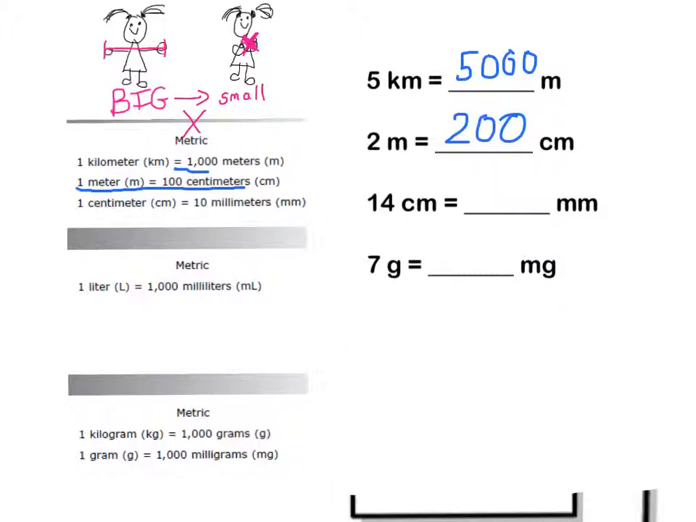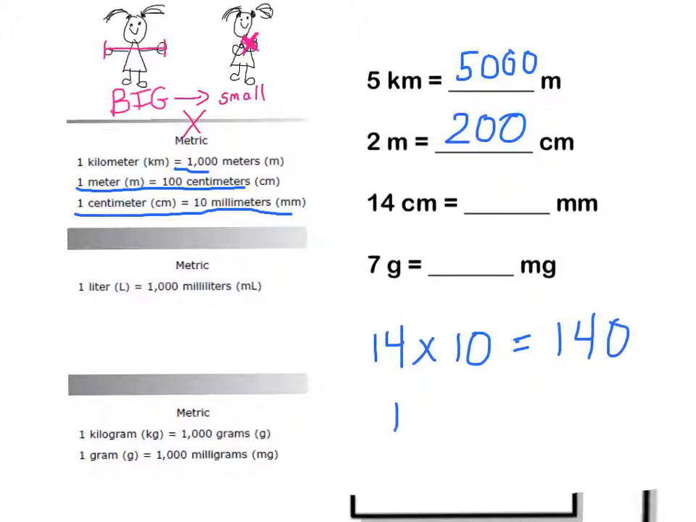Okay, next problem. We have 14 centimeters and we're going to convert it to millimeters. If you look over here at your chart, 1 centimeter equals 10 millimeters. So you will have to multiply, again from bigger to smaller. We will multiply 14 times 10, and that will equal 140. Again, if you want to think about it as moving the decimal point, you will just have to add on the other 0 and bring it here, and that gives you 140.